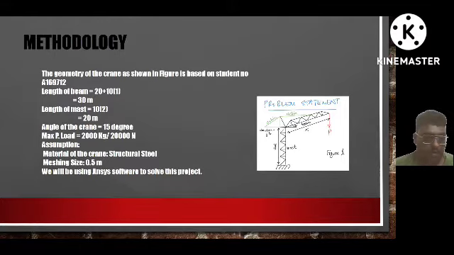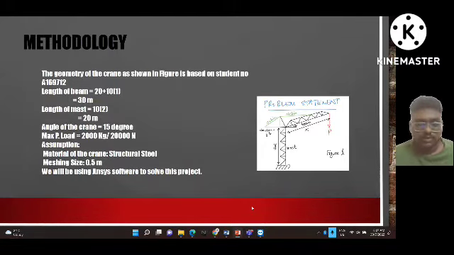The max point load is 200 kg or 20,000 Newton. For assumptions, we assume that the material of the crane is structural steel and the meshing size is 0.5 meter. We'll be using ANSYS software to solve this project. Besides that, there are a few crane specifications, which is the cross section. We use 0.05 meter as our cross section for the crane, and the length of the counter jib is 33 meter.